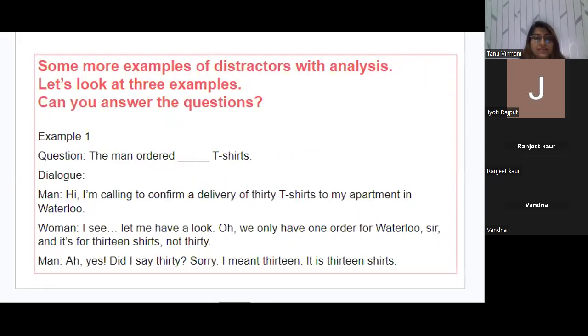Okay, let's do this. Can you see this example question?